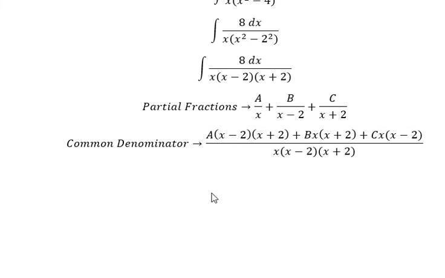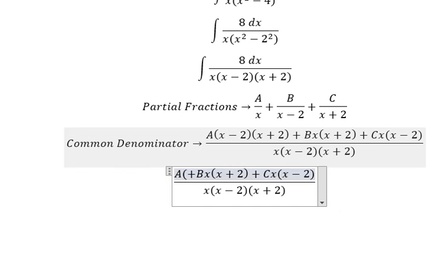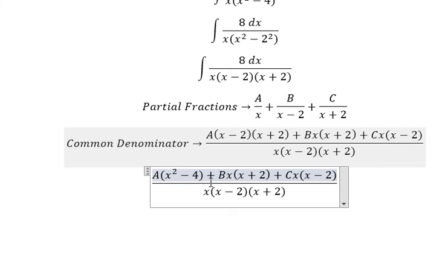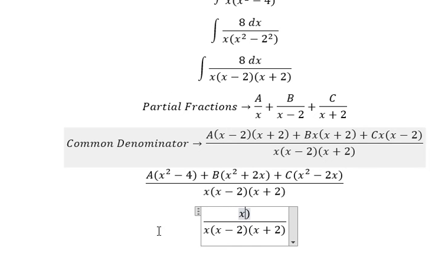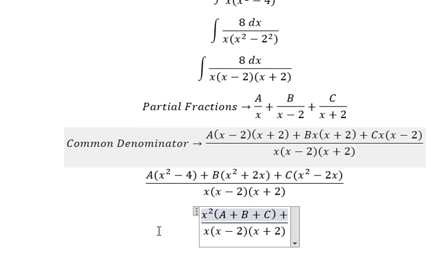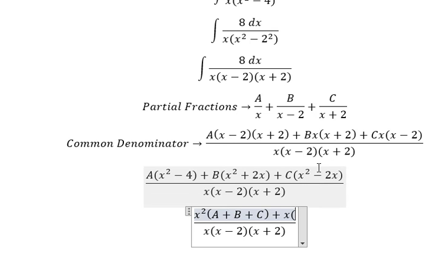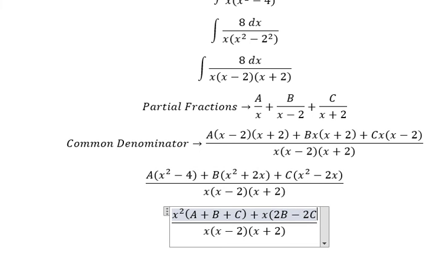Now we need to expand this one in here. Next, I need to arrange based on the term of x. For x squared, we have a plus b plus c. For x, we have b multiplied by 2 and c multiplied by negative 2. So we have 2b minus 2c.